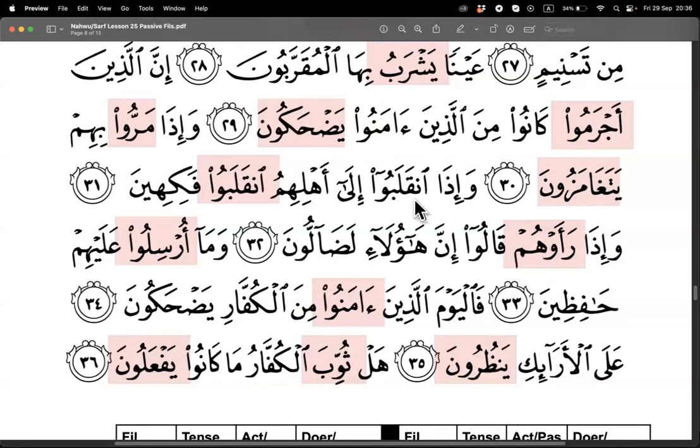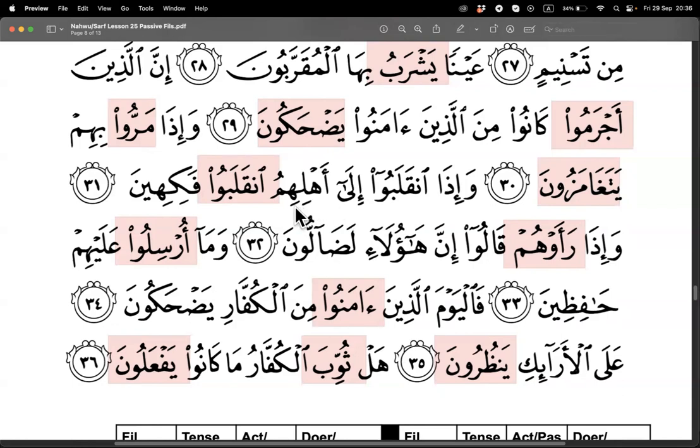Okay, this one, inqalabu. Inqalabu, this one is fi'il madi, and then the pattern is ma'lum, and then the fa'il will be hum.